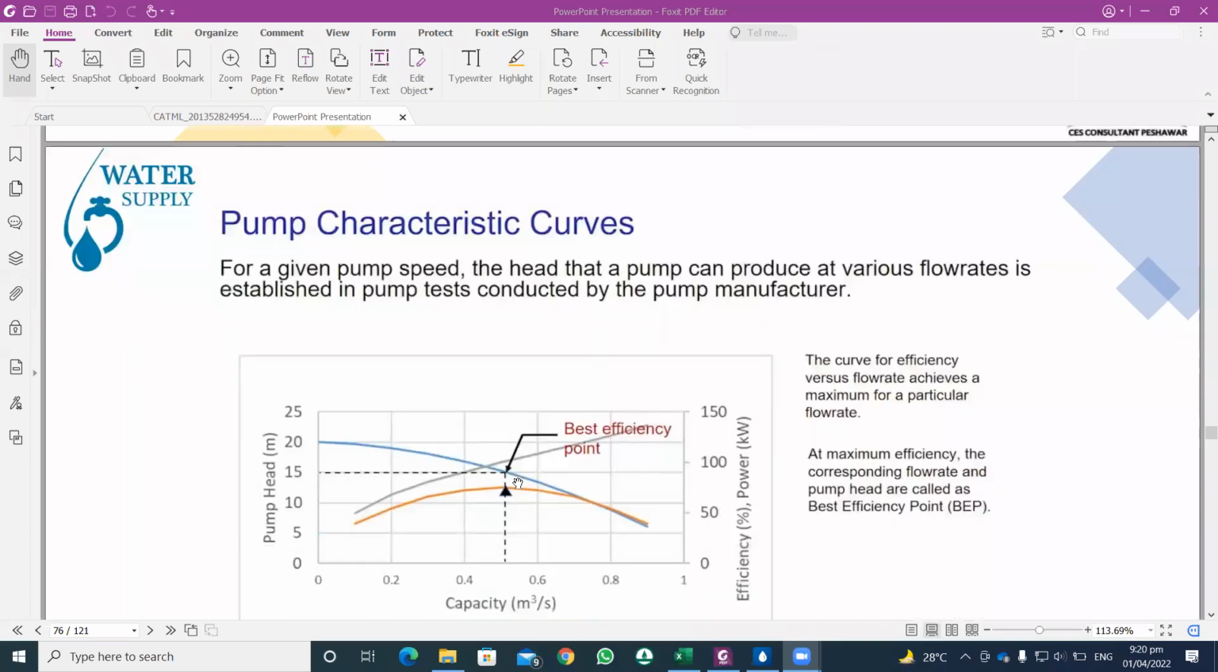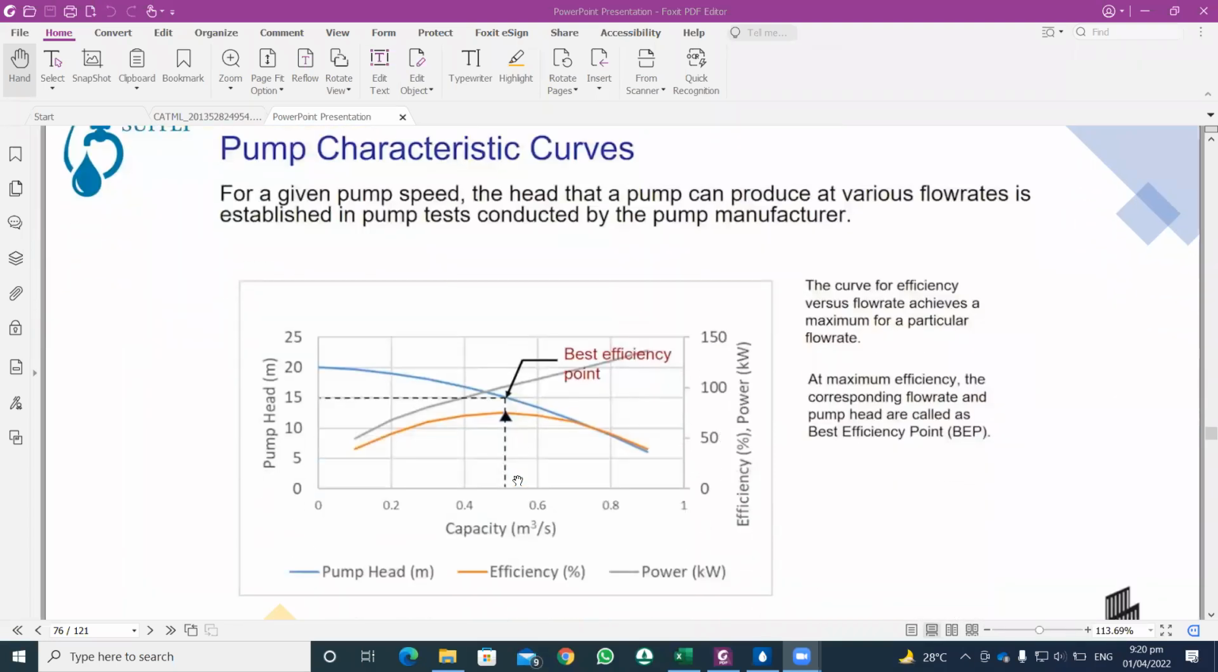Pump characteristic curves are the basic property of a pump, on the basis of which the pump is selected for the water supply network. This curve is provided by the pump manufacturer. Different types of curves are provided: the efficiency curve, the head curve, and the power curve. Based on these, the designer designs the pump for the water supply network.